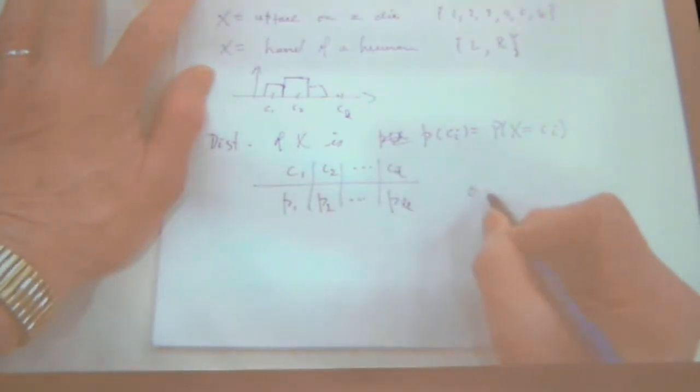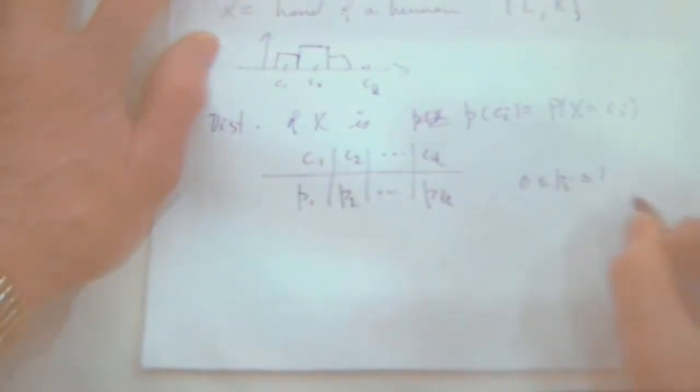And the P's have to be fractions, they have to be probabilities, right? And then if you add them all up, you have to. Okay.